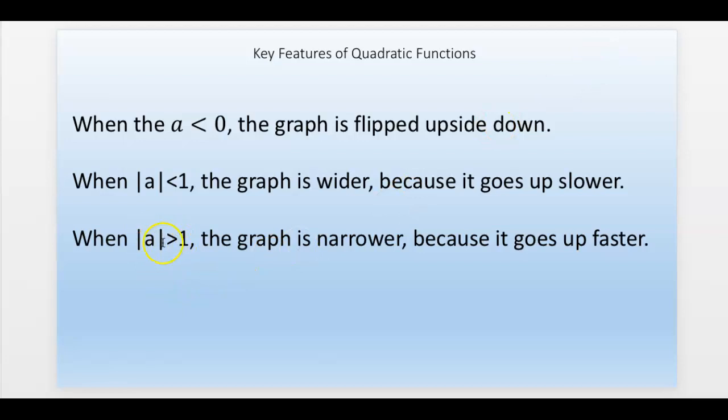Now, when A is greater than 1, like A is 2 or 3 or 4 or 5, or even if it's negative, -3 or -7 or -10, what does that do? It makes the graph narrower. It makes it kind of skinny because it goes up faster, or down faster if it's upside down, right? For the same value of x, y is bigger or bigger negative.